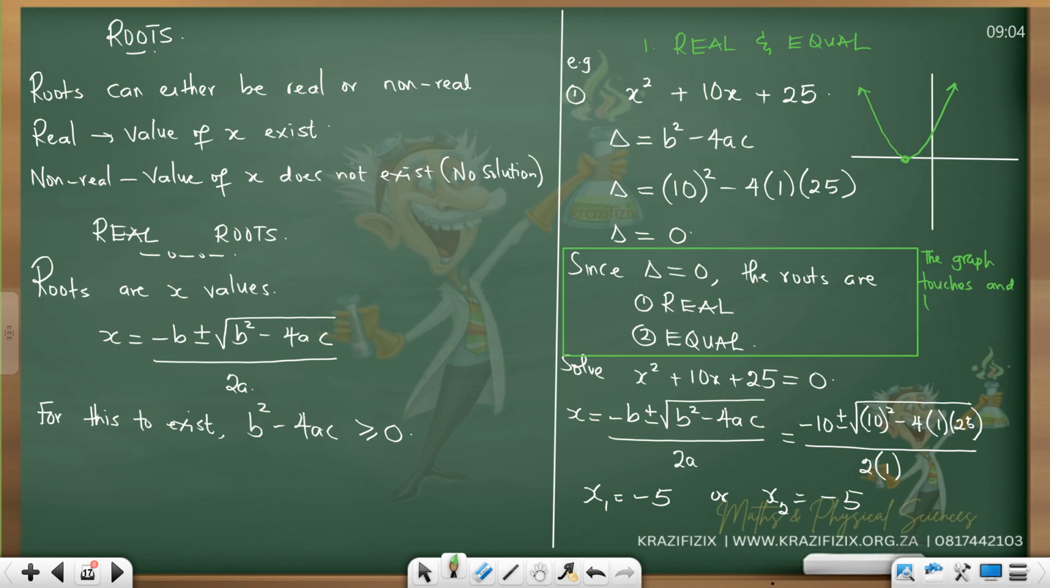Touches and turns. Touches and turns at the same point. One point of intersection.